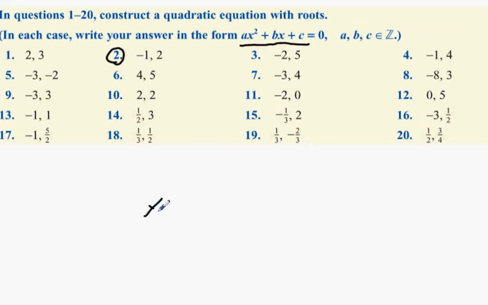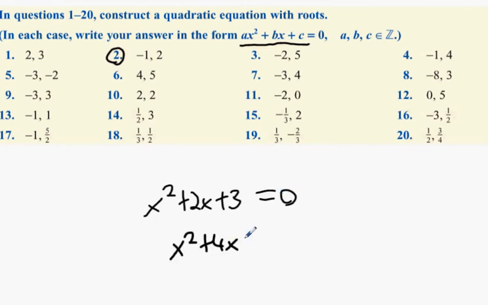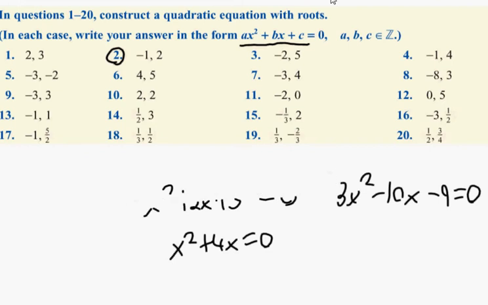So you're going to have an answer like x squared plus 2x plus 3 equals 0. You could also have an answer like x squared plus 4x equals 0. You could have an answer like 3x squared minus 10x, I don't know, minus 9. Something like that. That's what your answers will look like. Now, how do you get from answer to question?